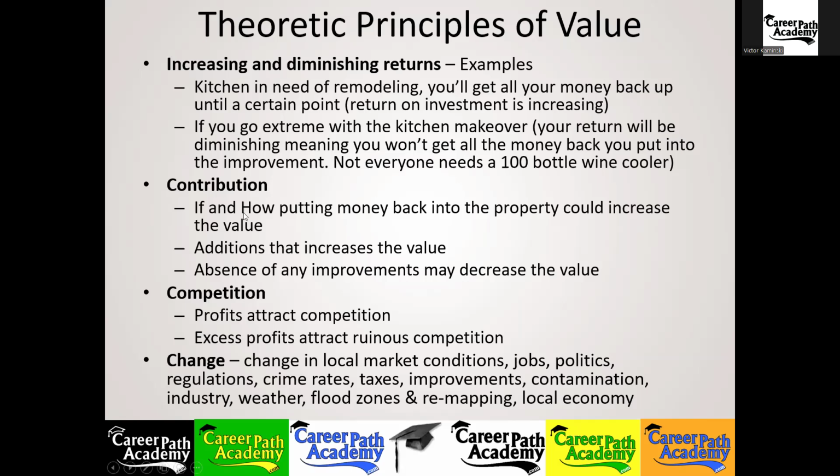All right. Contribution. How do you spend your money? And are you spending money to put back into the real estate? That can have an effect on the value. Any additions could possibly increase the value, or the absence of any improvements could actually decrease the value if it's just getting old and not being updated. Competition can play a role in the value, the theory of competition. Profits attract competition. Excess profits attract ruinous competition to an area, right? When we're looking at commercial investment type properties.